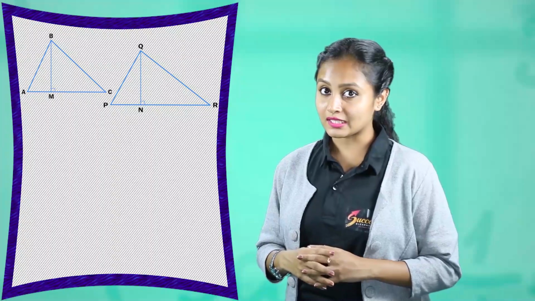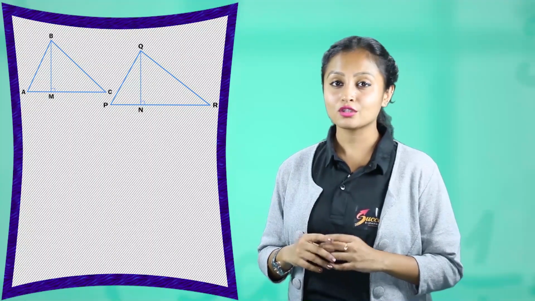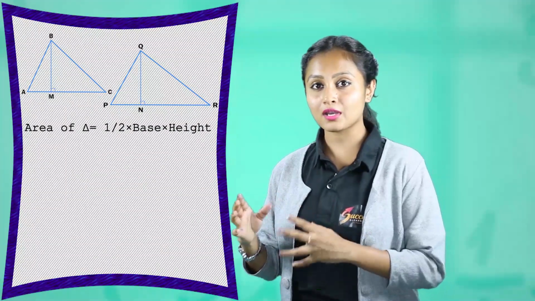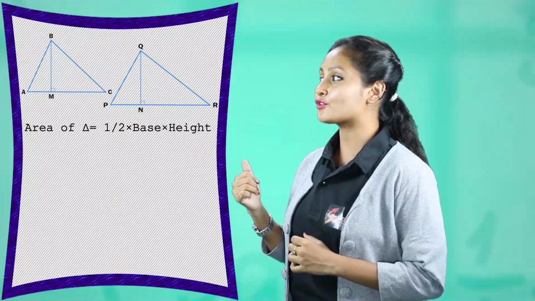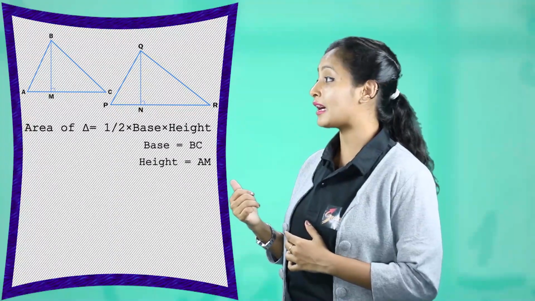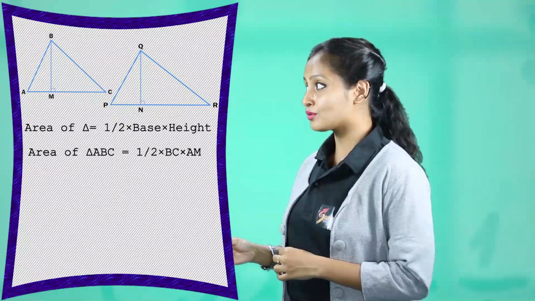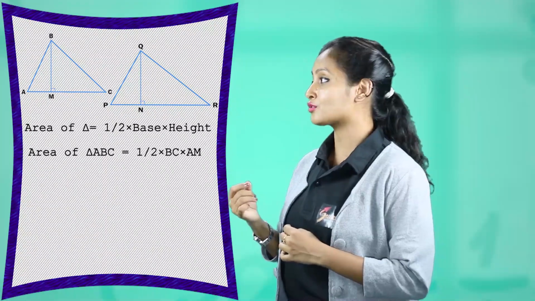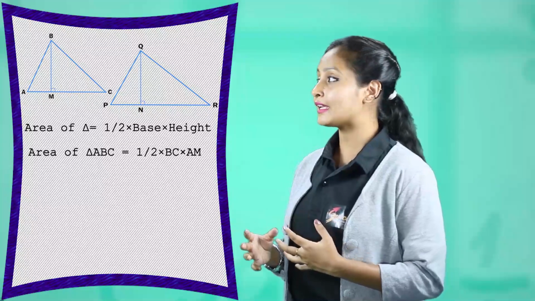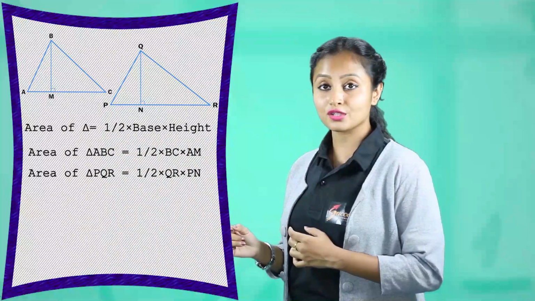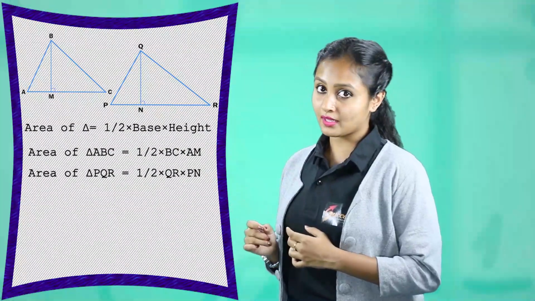Now let us calculate the area of triangle ABC. The formula for the area of a triangle is half into base into height. Here the base for triangle ABC is BC and the height is AM. So the area of triangle ABC is equal to half into BC into AM. Similarly, the area of triangle PQR is equal to half into QR into PN.